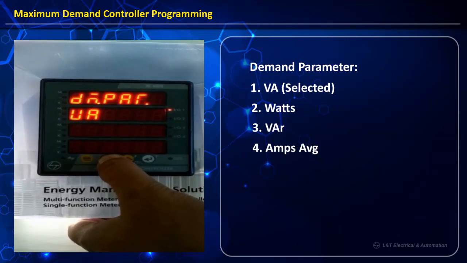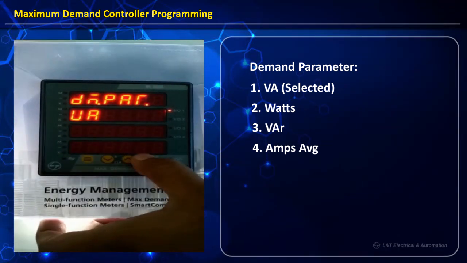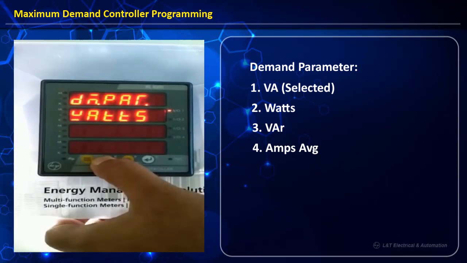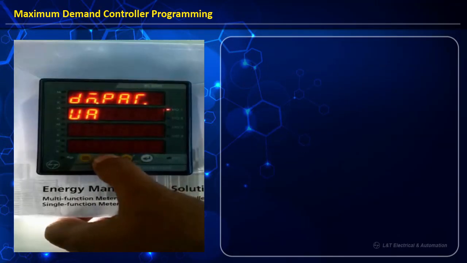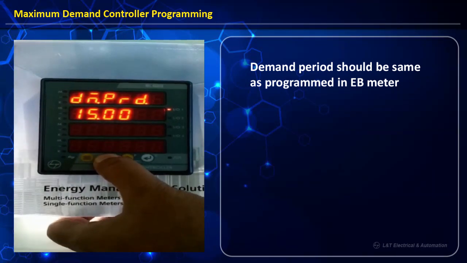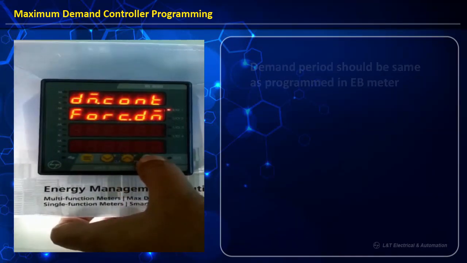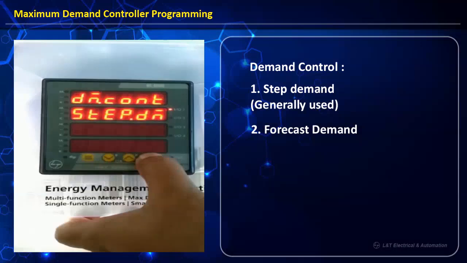Demand parameter can be selected from any of these four. So for our programming we will select VA. Demand period can be 15 or 30 minutes. Demand control, we will use step demand.